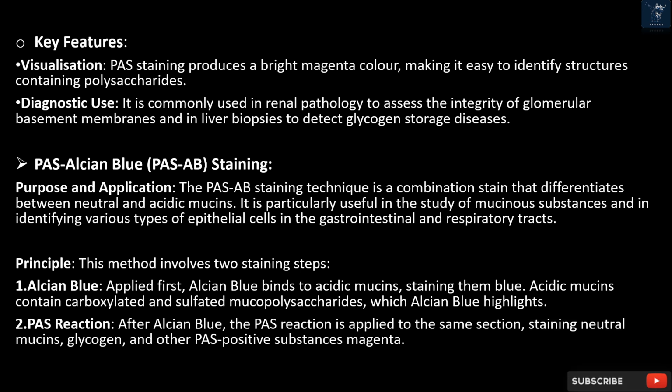This method involves two staining steps. Alcian blue, applied first. Alcian blue binds to acidic mucins, staining them blue. Acidic mucins contain carboxylated and sulfated mucopolysaccharides, which Alcian blue highlights. PAS reaction. After Alcian blue, the PAS reaction is applied to the same section, staining neutral mucins, glycogen, and other PAS-positive substances magenta. Key features.